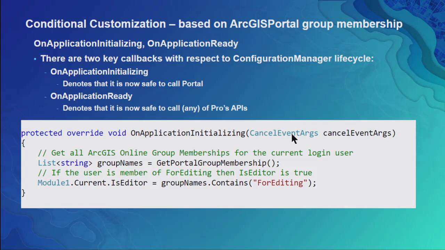Since I want to interface with portal and find out my group membership, I use the OnInitializing function and override it. Specifically in this code snippet here, you can see I have a method that I wrote using API functionality to get the portal group memberships for the logon user. I return this in a list of group names. And now I determine whether the user is an editor or not if his group names contain the string For Editing.